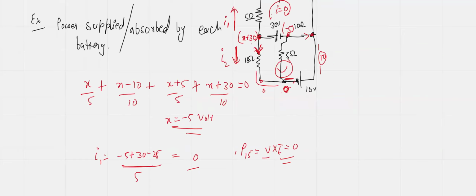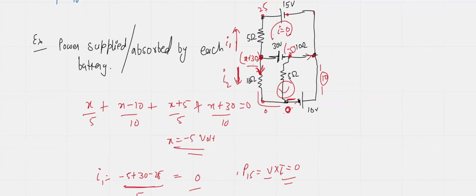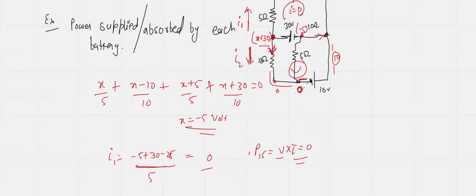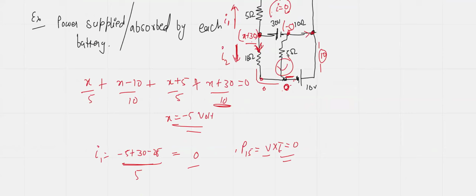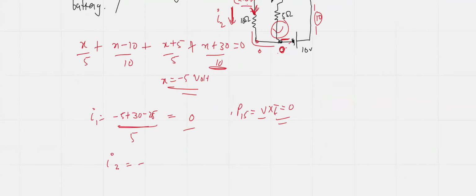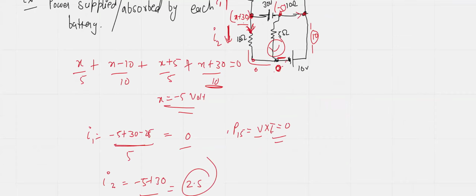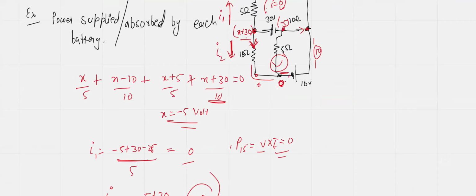So if you just do this, how much you are going to get? x plus 30 minus 0 is the 5. So this part is clear. The x value you already know, minus 5. So let's call this I2. Minus 5 plus 30 by 10, 2.5. It means you have a current equal to this much. So this current is how much? 2.5. Okay. This is how much it is left.